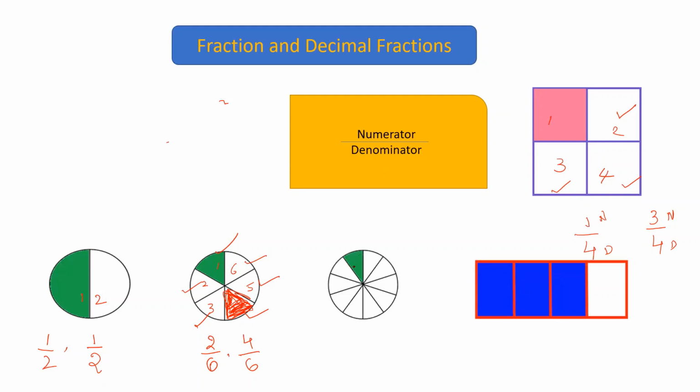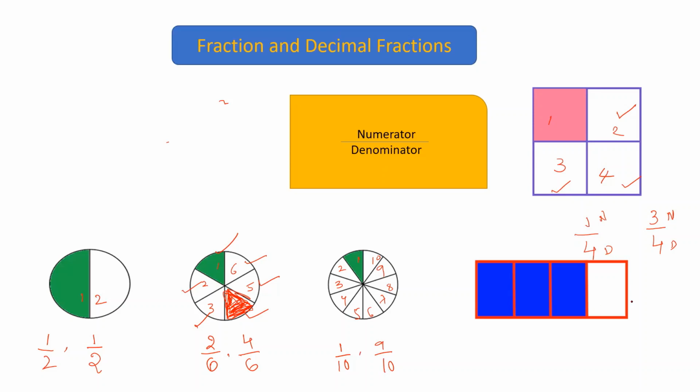One more example. Here the circle is divided into 1, 2, 3, 4, 5, 6, 7, 8, 9, 10. The circle is divided into 10 equal parts. Now write the fraction of the shaded part. Numerator 1, denominator 10. Now write the fraction for the unshaded parts, which is easy, right? 9 by 10.